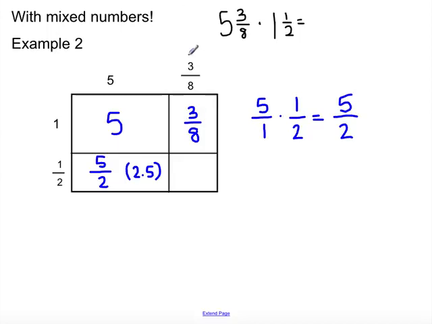And then we have 3/8 times 1/2, and I'll do this over here. 3 over 8 times 1/2. Multiplying my numerators, I get 3. Multiplying my denominators, I'm going to get 16. So I have 3/16.